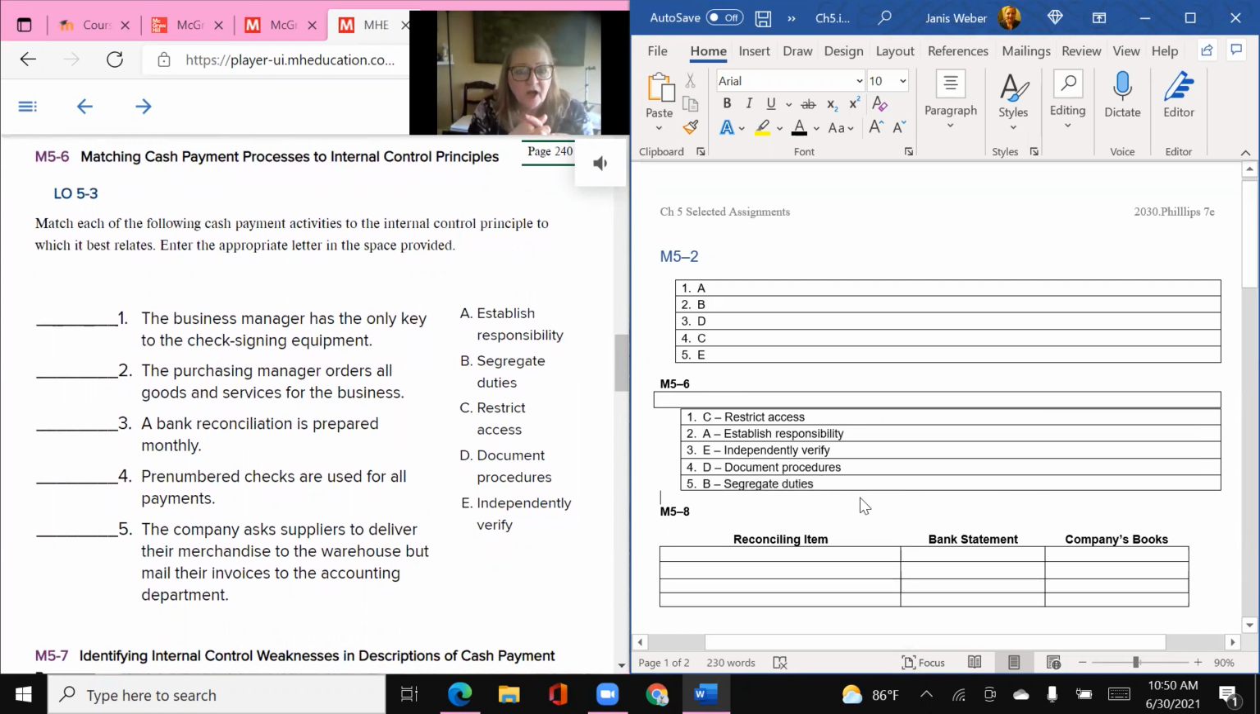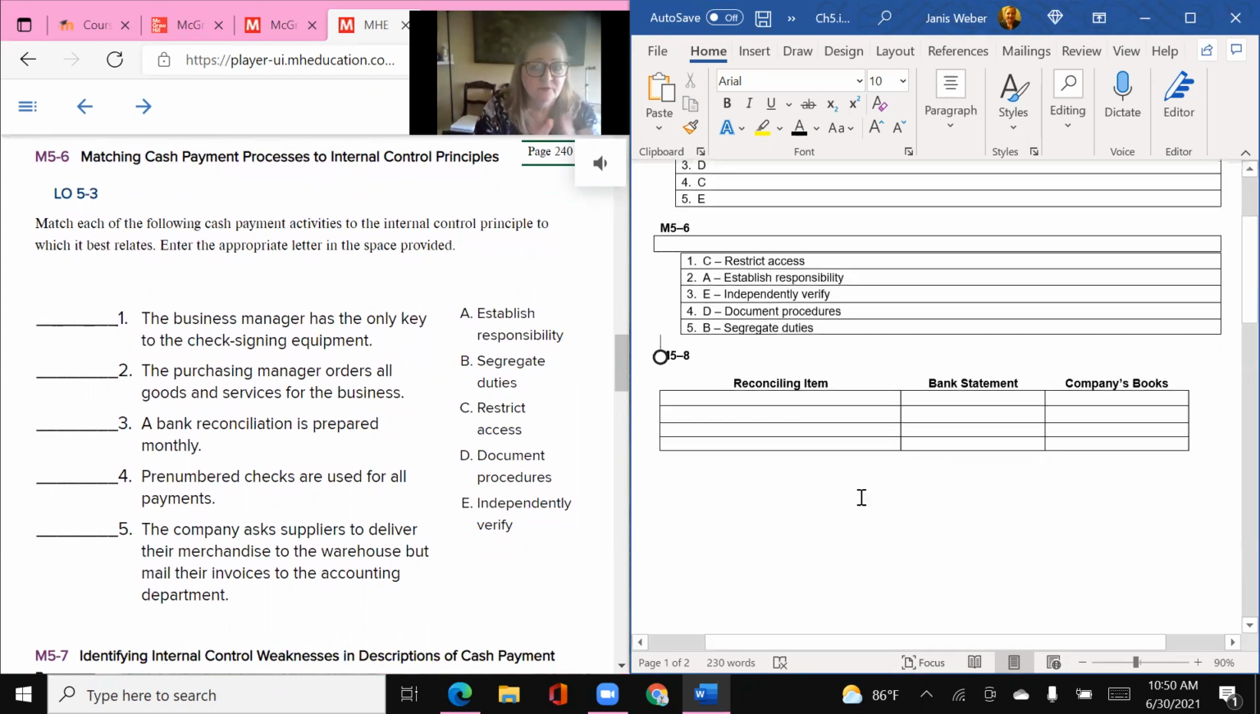Okay, the first one. The business manager has the only key to the check signing equipment. That's an example of restricting access. Then the purchasing manager orders all goods and services for the business. That is establishing responsibility, so that you couldn't have some random people making orders and maybe not even ordering things that are for the business.